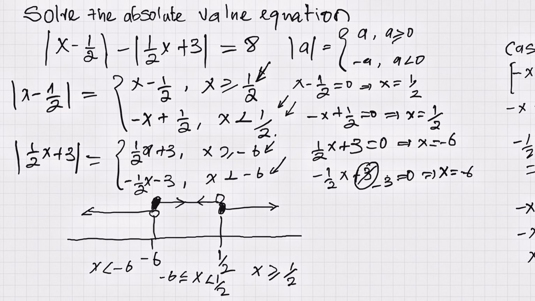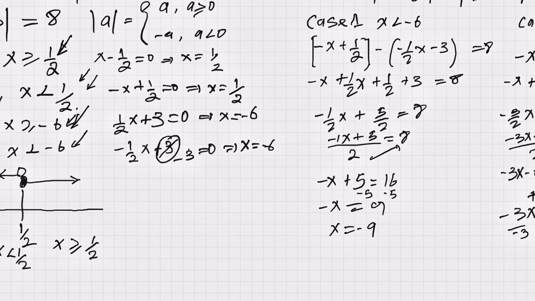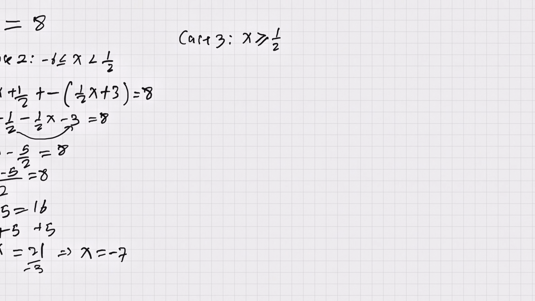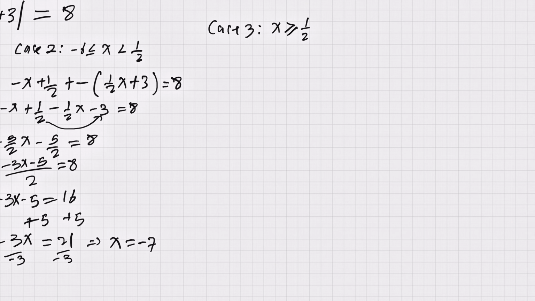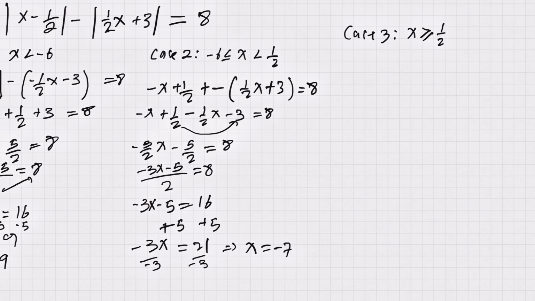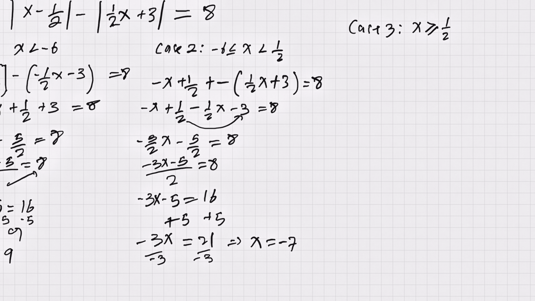Definitely this one is there. x greater than half. Definitely this one is included. So we're doing all positives. Let me drag it this way so I can see that. So all positive will mean x minus half, x minus half minus x, half x plus 3 is equal to 8.